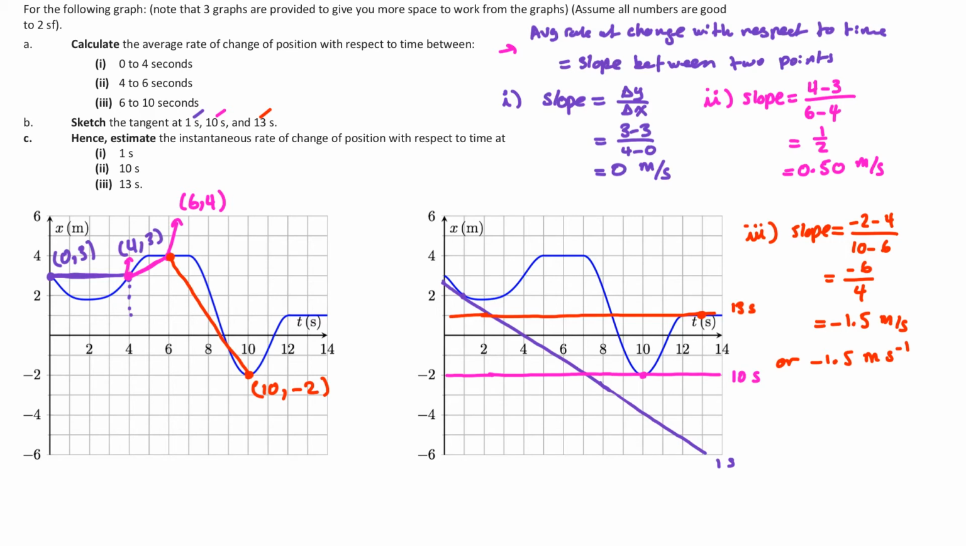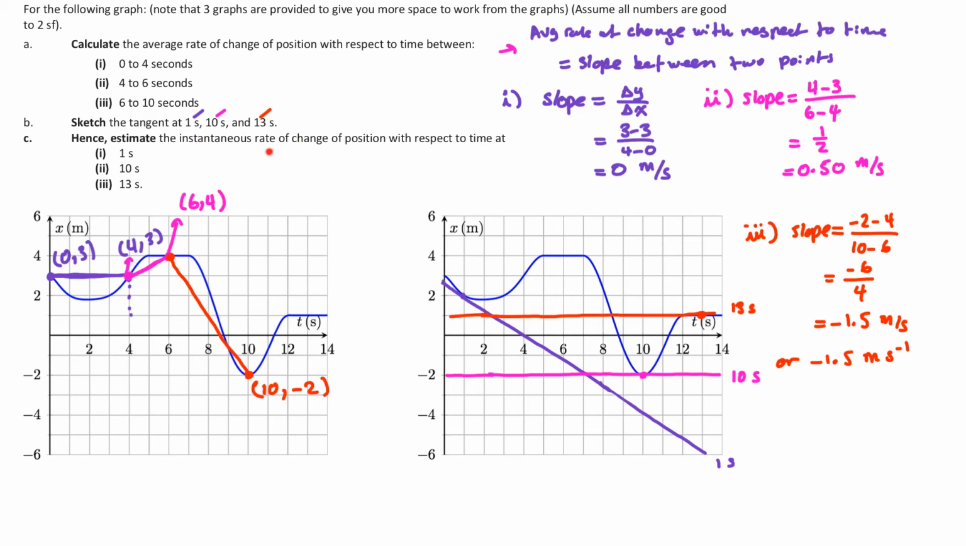Now, where it says hence, this command term means that you want to use the information from previous parts of the question. It could be the first part, it could be the second part, but one of the question. Use that information to estimate the instantaneous rate of change of position with respect to time. So when we're talking about instantaneous rate of change, we always have to use the slope of a tangent.